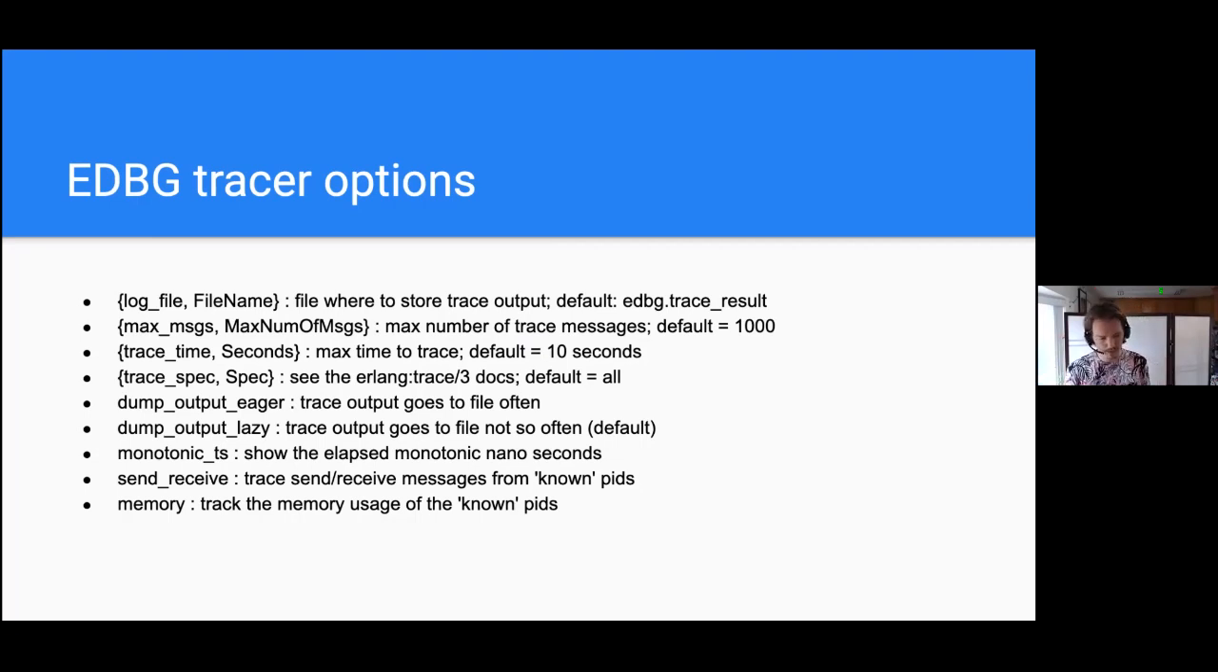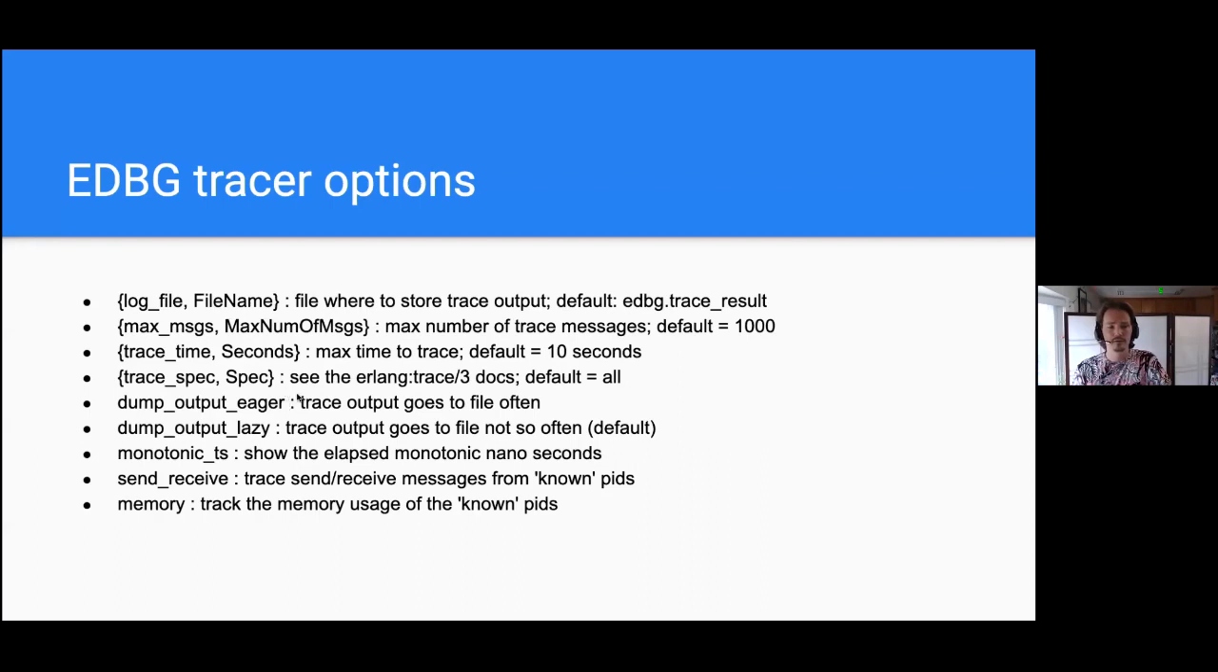You can narrow down the scope of the number of trace messages that you want to have for your log file, and how long you want the tracing to go on. In later versions of OTP, you can also give some trace spec to the trace to also minimize what the system traces. I think the default is just everything, but you can give options like processes, for example, that you want to narrow it down.